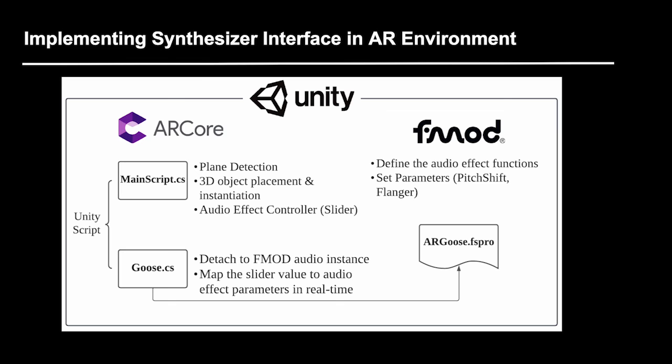So whenever the value of the slider UI changes from 0 to 1, the pitch shifter or flanger effect parameter values attached to each Goose object are updated every frame to synchronize with each other. This is the end of our project, and thank you very much.